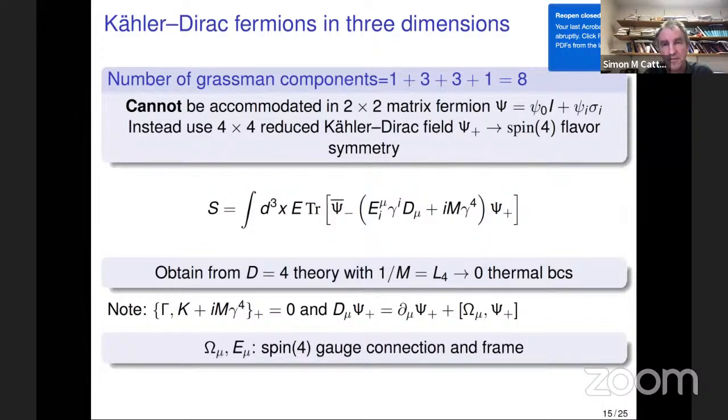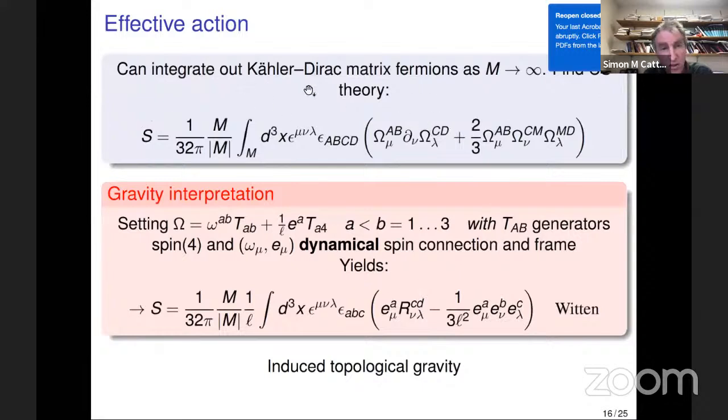All right. But I can go and integrate that. Now I have a mass in the theory. I can integrate those Kaehler-Dirac fermions out in the large mass limit. Let me get rid of this.